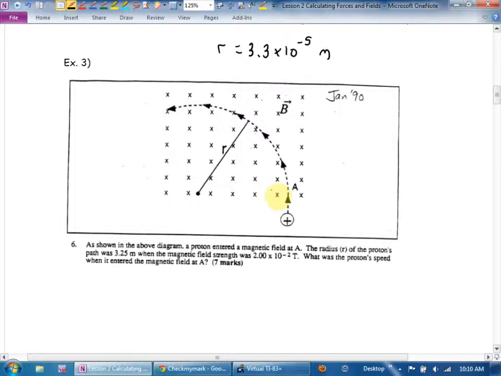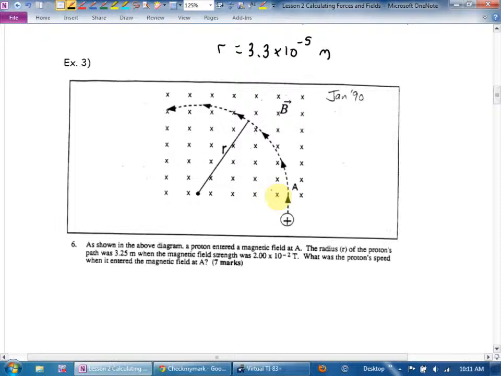Point your thumb up the page. Which way is the magnetic field? Into the page. So right when it hits this, which way will the proton get deflected? To the left. And then follow the path of the proton. Does your palm always end up pointing towards the center so that it keeps getting deflected more and more in a circle? Yeah, okay. Does work. I like the right-hand rule. Don't curl your fingers, though.